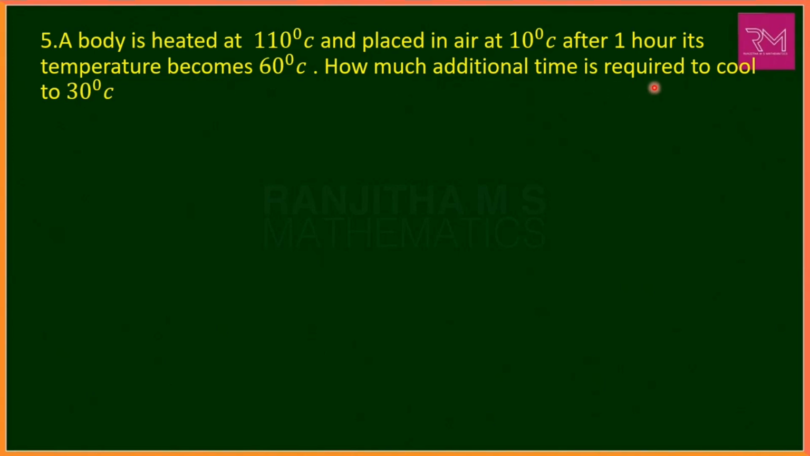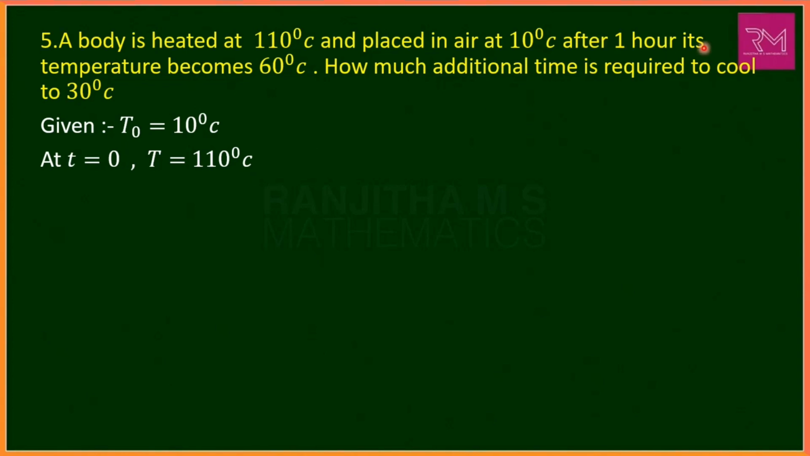How much additional time is required to cool to 30 degrees Celsius? Here, first take the given data. A body is heated at 110 degrees Celsius and placed in air at 10 degrees Celsius. That means the temperature of air, that is T naught, is 10 degrees Celsius. At initial t equal to 0, we get a value of T as 110 degrees Celsius. That is, at t equal to 0, T is 110 degrees Celsius.